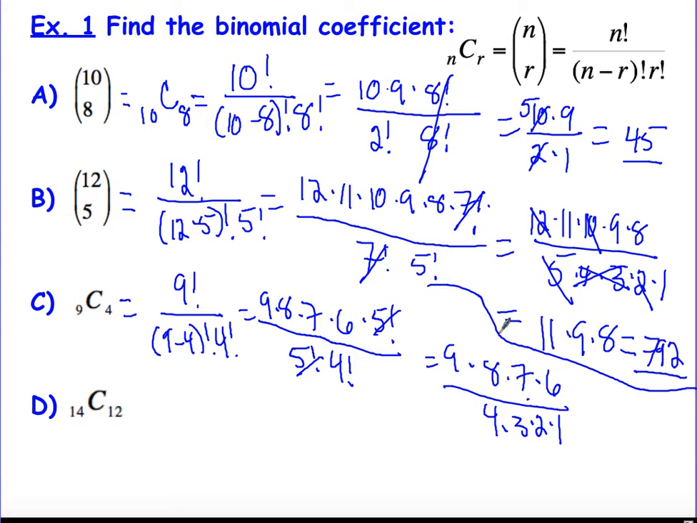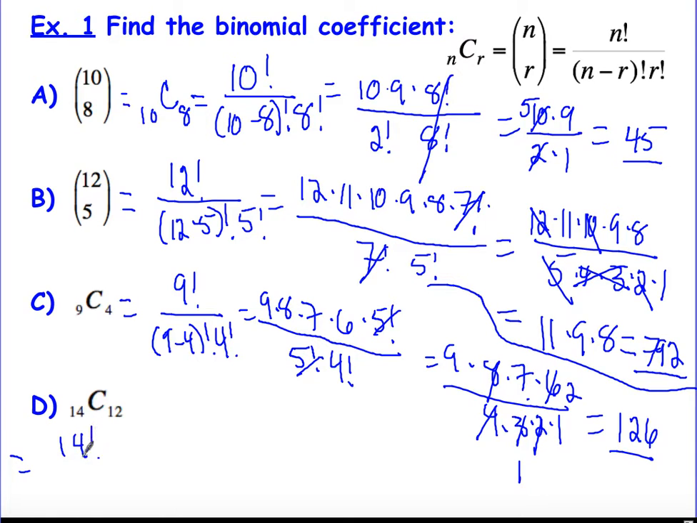Well, I got a couple things I can do here. I think I'm going to go 4 times 2 is 8. 3 can go into 3 once. 3 can go into 6 twice. So we have, and this is just a 1 on the bottom, 9 times 7 is 63 times 2 is 126.